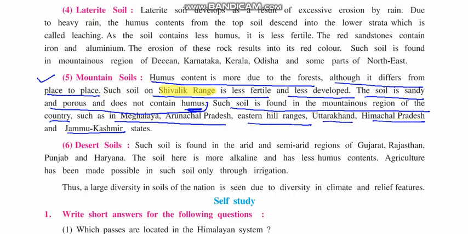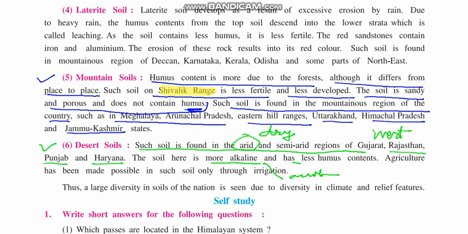The next and the last soil is the desert soil. Such soil is found in arid and semi-arid regions of Gujarat. Arid means dry. Dry regions of Gujarat, Rajasthan, Punjab, and Haryana. So you can see this is mainly found on the west side of India. The soil here is more alkaline and has less humus content. Agriculture has been made possible in such soil only through irrigation. See, agriculture is done but at a very small scale, and mainly through irrigation facilities.